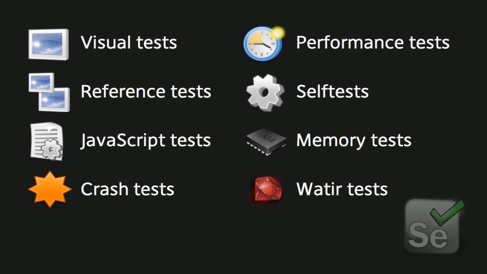We have JavaScript tests, a lot of JavaScript tests. These are very cheap to run. We have crashing tests, which have been filed from the system that I told you about earlier. And we have performance tests, also self-tests, memory tests, and Watir tests. Now, implicitly, Watir tests also mean that you're using Selenium, and I'm coming back to why.